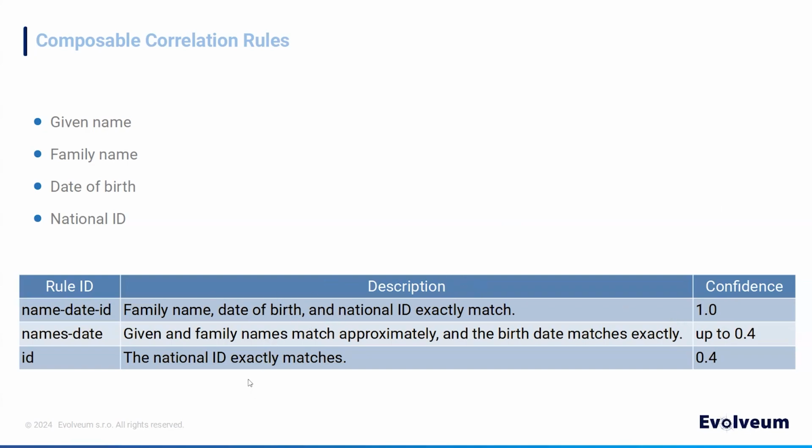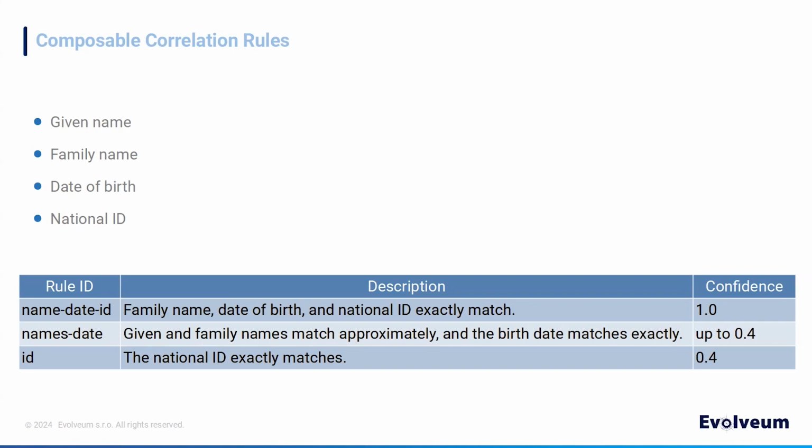The second rule may state that if the given and family names and the date of birth all match, we consider this identity for human resolution. So we don't say that this is the match, but we say, please have a look at this if it is a match or not.